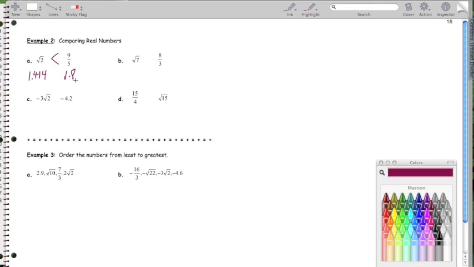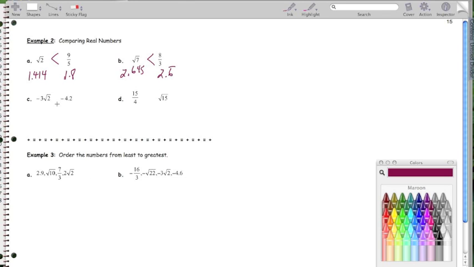Next, I have the square root of 7, which we just did. Square root of 7 is 2.645. And then I have 8 over 3. 8 divided by 3 is 2.6 repeating. This one is larger, so it's less than.